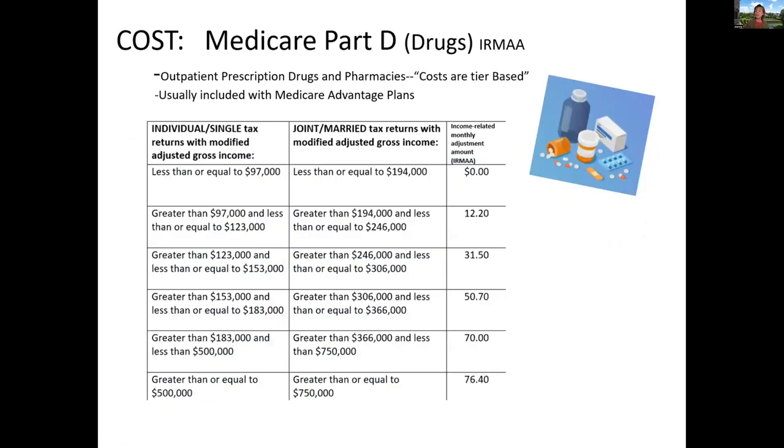So they have the same thing on your drug plan. And again, here's the premiums. If you're less than 97, no adders, but if you sell your house in 1 year, you're going to pay an additional $70 on your drug plans.